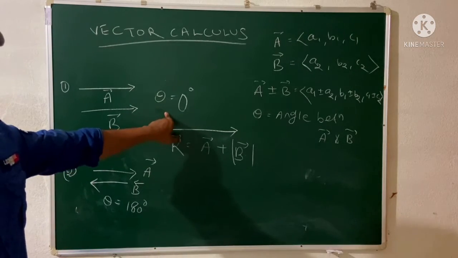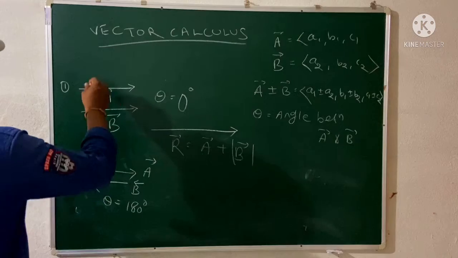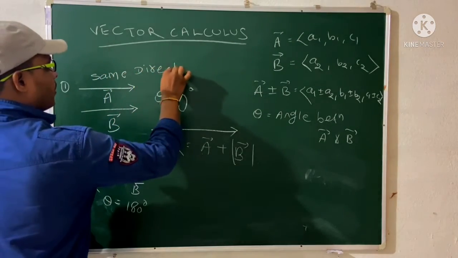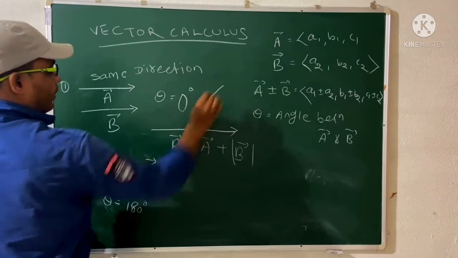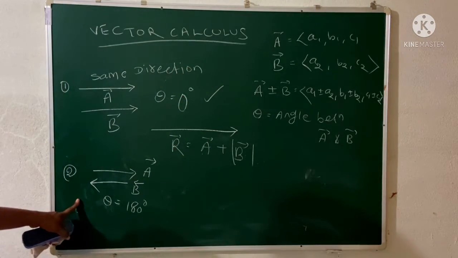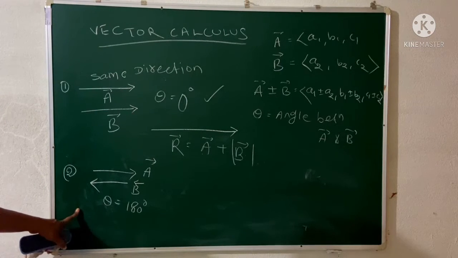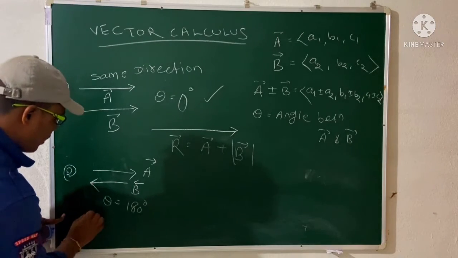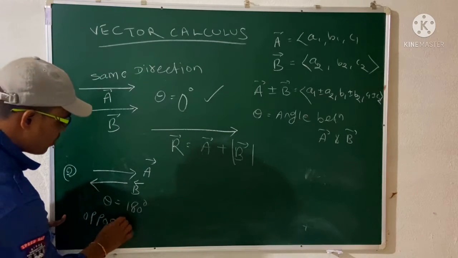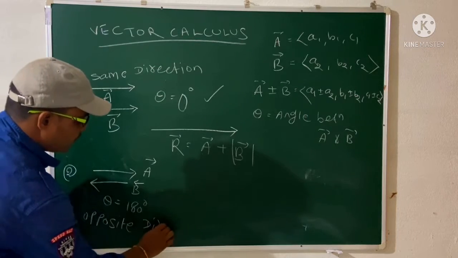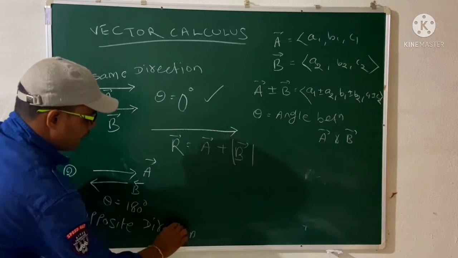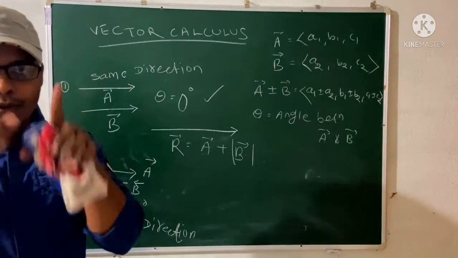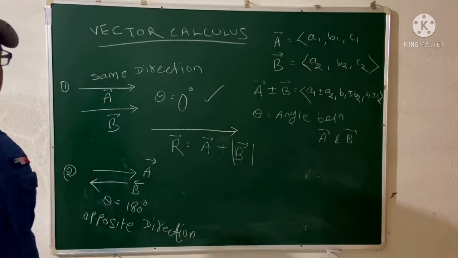So the angle will be 0 degrees if the vectors are in the same direction. If the vectors are in the same direction, then the angle between them is 0 degrees. If the particles are moving in the opposite direction, then the angle between them will be 180 degrees, right? If they are moving in the same direction, then 0 degrees.